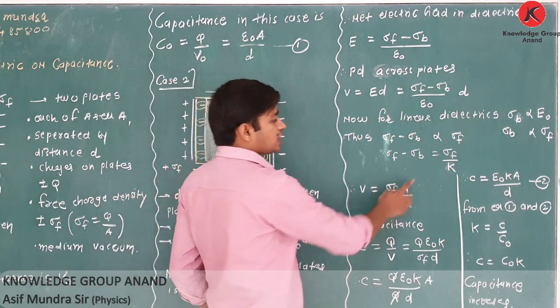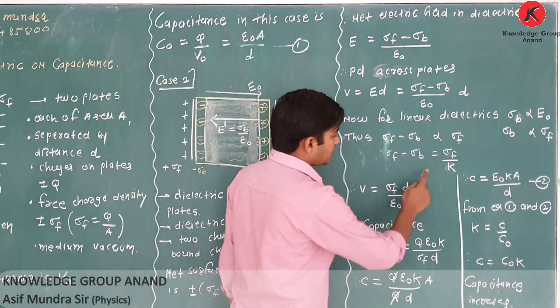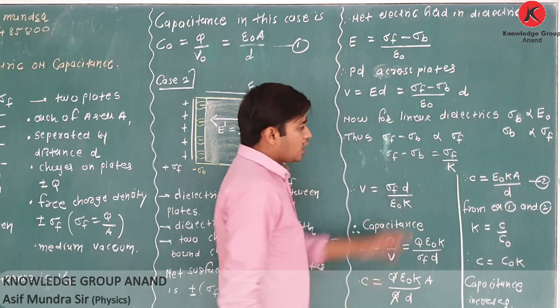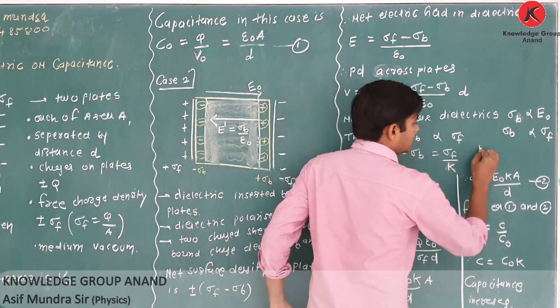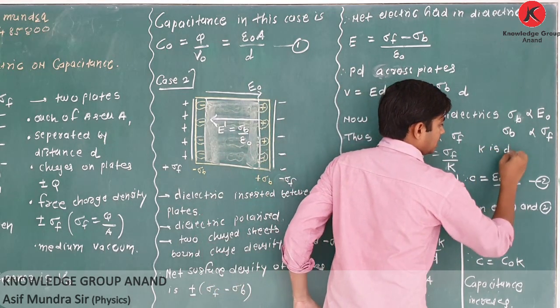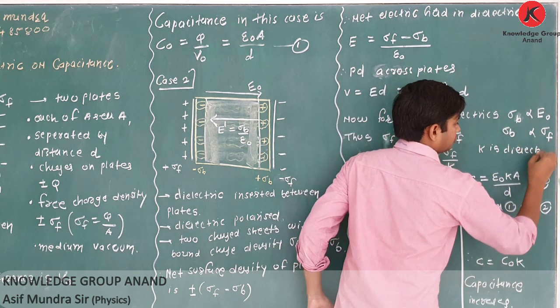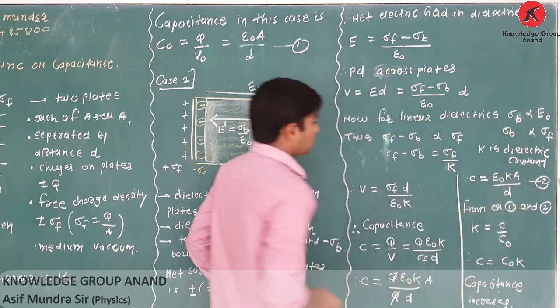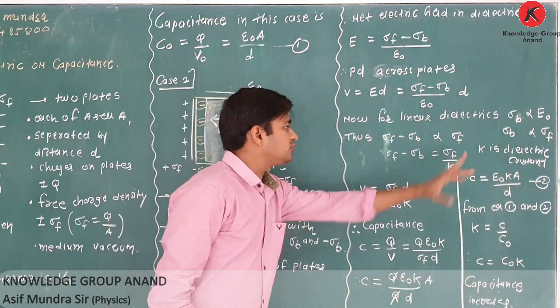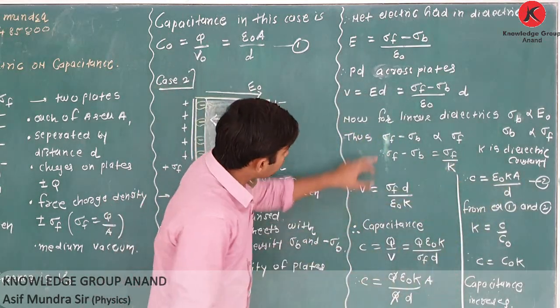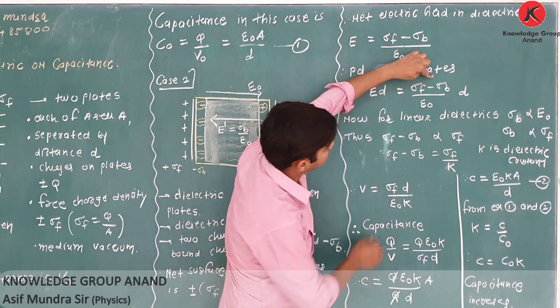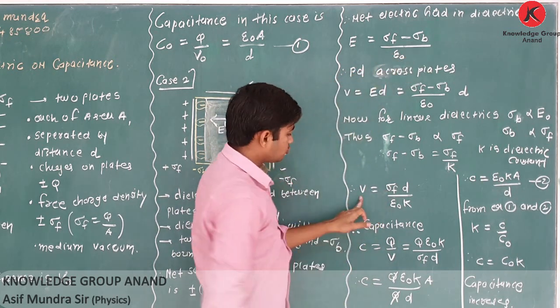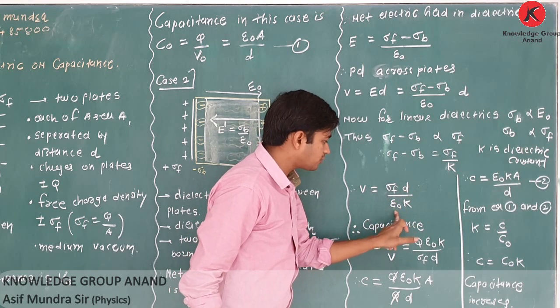If we remove the proportionality, we have to add some constant, and that constant is 1 upon K, where K is the dielectric constant. You know what K is. So sigma F minus sigma B is equal to sigma F upon K. In the equation, instead of sigma F minus sigma B, you write sigma F upon K. So V is equal to sigma F D upon epsilon 0 K.